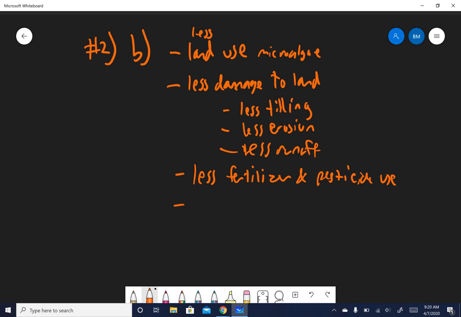Let's see, and we're going to save water because there's less irrigation needed because you're not growing crops, right? So okay, aquifers would not be depleted. All right. So there's 2B. All right. Number 2C. What's C asking about here? So 2C.